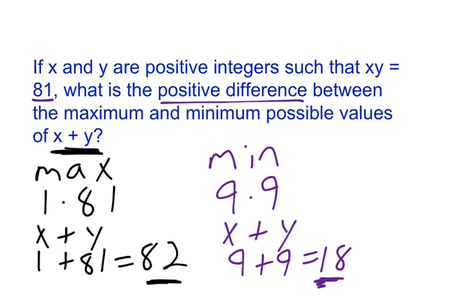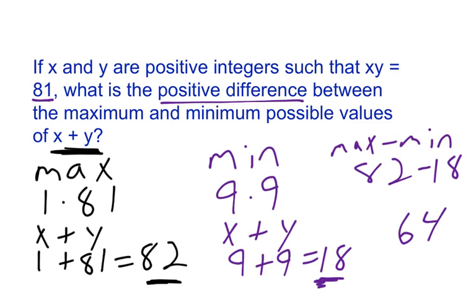And then it says positive difference, so we just take our max minus our min, and the max minus the min in this case is going to be 82 minus 18, and that gives us 64. Hopefully that's what you got. If not, watch it again.